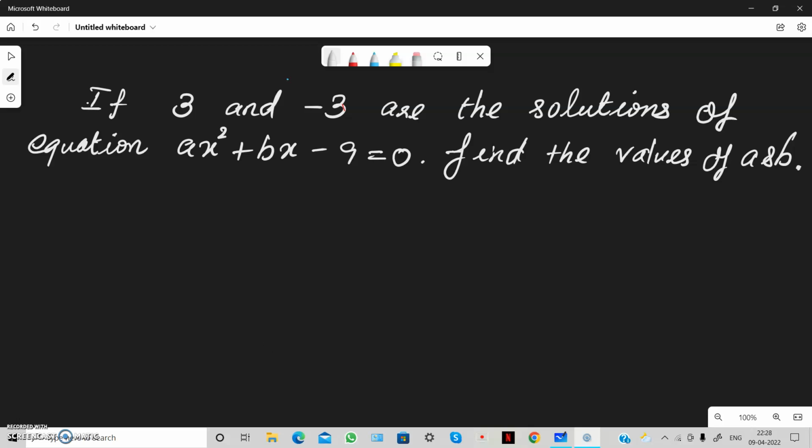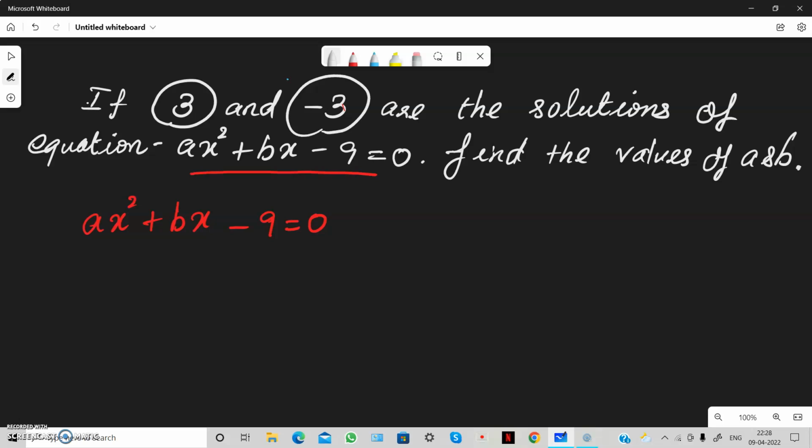Okay, so we have been given an equation. What is that equation? This one, right? This is a quadratic one: ax square plus bx minus 9 equal to 0. So this is a quadratic equation, so definitely it has two solutions, right? They have given the solutions. One is 3 and another one is -3.